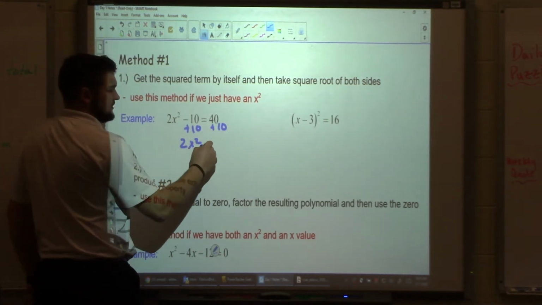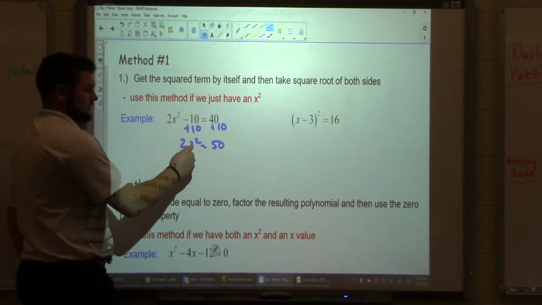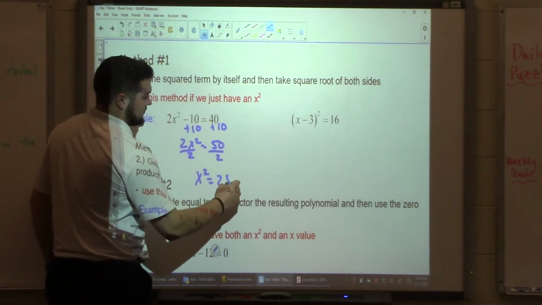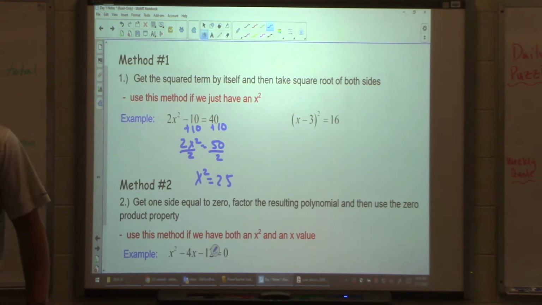2x squared equals 50. Divide by 2. x squared equals 25. How do I solve that? x squared equals 25.